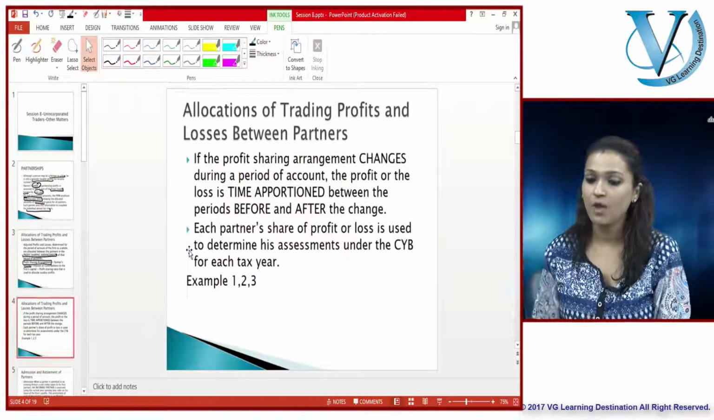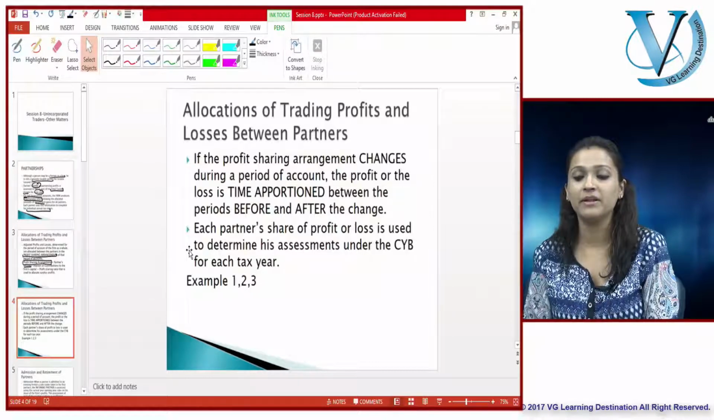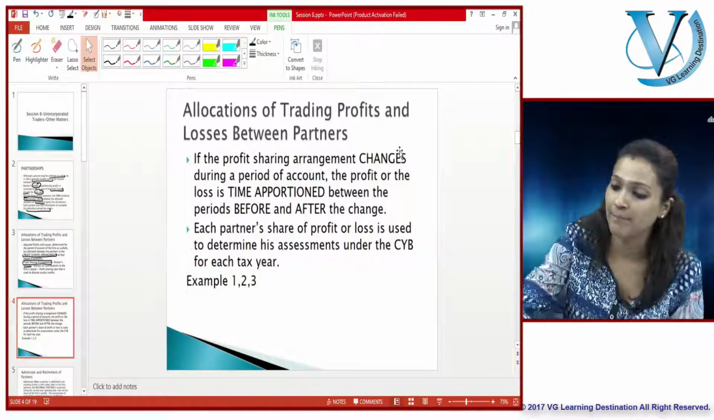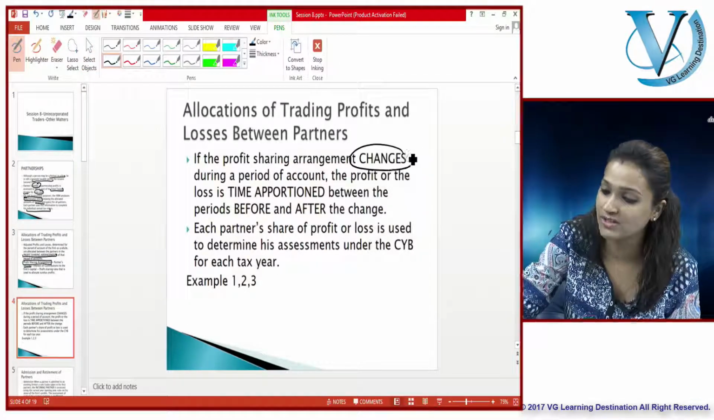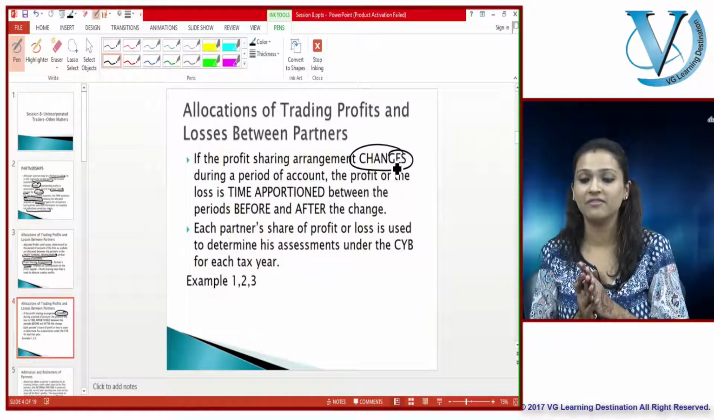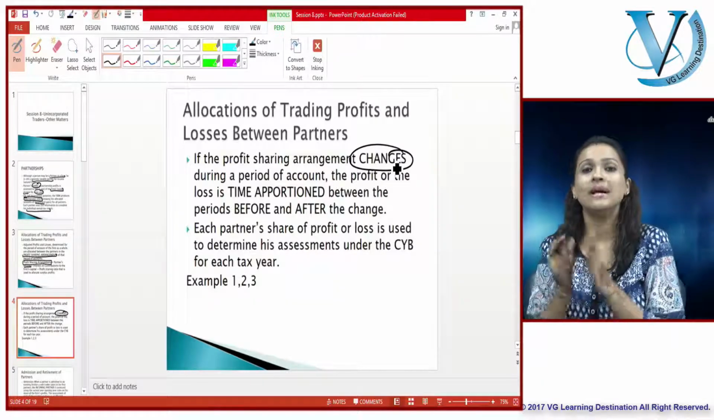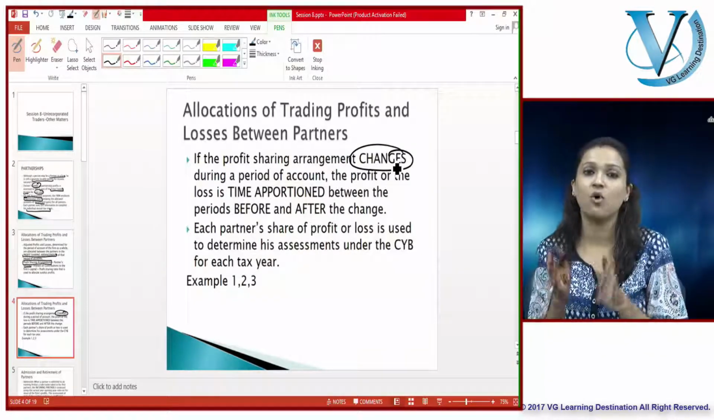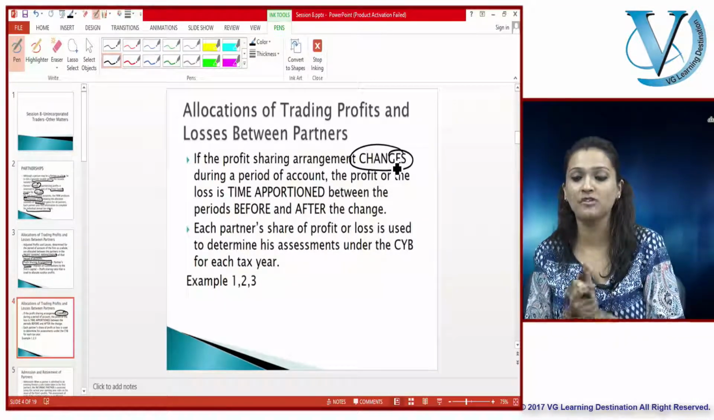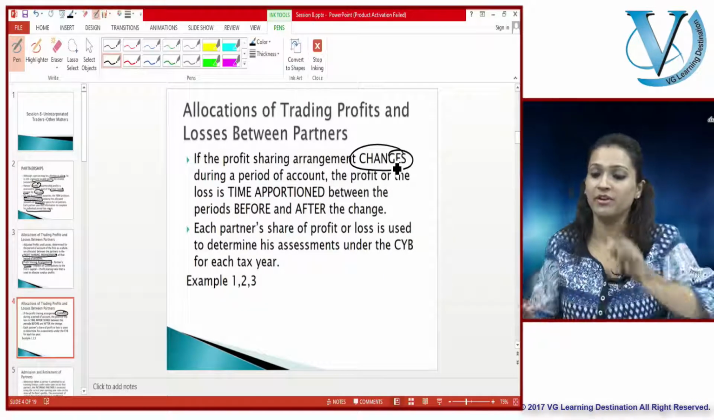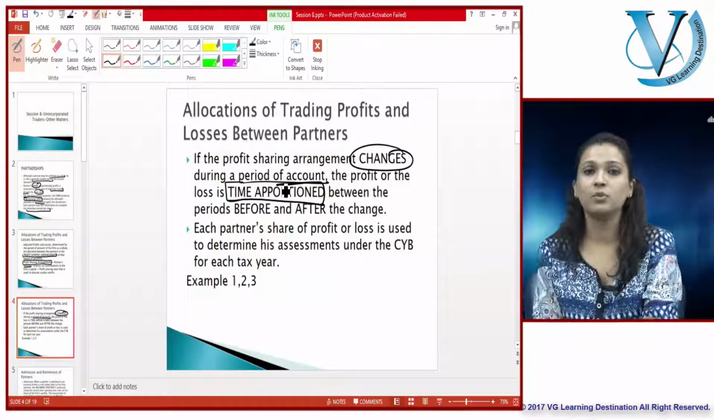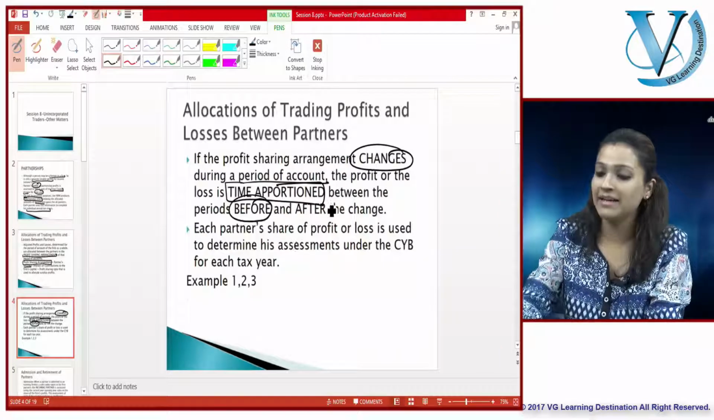What else? What about allocation in the period when a profit sharing arrangement changes during the period of account? So what happens when this particular ratio, which was decided at the onset, has subsequently changed during the period of account itself? Definitely, we need to time apportion the profits according to the particular profit sharing ratio to which it is allocated. So if the profit sharing arrangement changes during a period of account, the profit or the loss is time apportioned between the periods before and after the change.